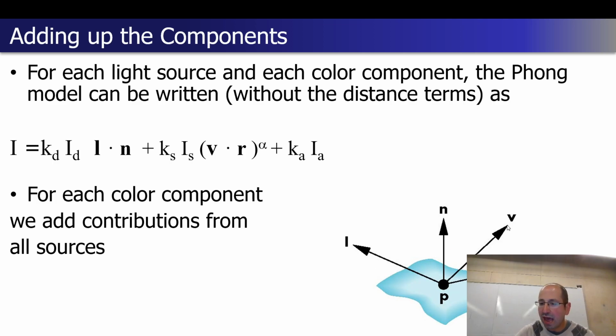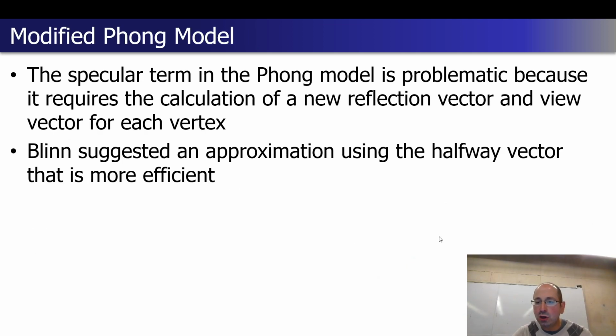V we have to do anyway when we're doing our viewing. We have to take the coordinates of our vertices, our objects, and translate them into world space via that model view matrix calculation we're already having to do. But R is something we don't otherwise have to do. And so it was recognized that you can use this so-called halfway vector that is more efficient, at least when it's being done at fragment shading time.